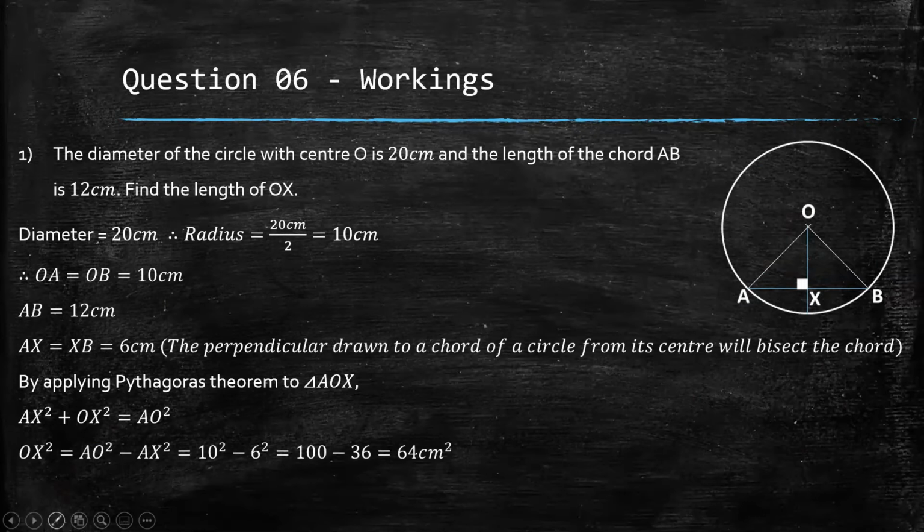AO squared is the radius squared, which is 100. And AX squared is equal to 6 squared, which is 36. So OX squared will be 64 square centimeters. By taking the square root, you can find OX, which is equal to 8 centimeters.